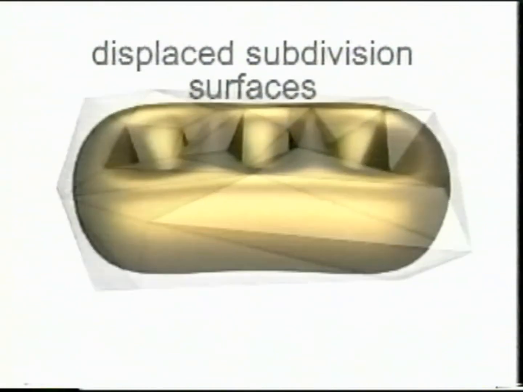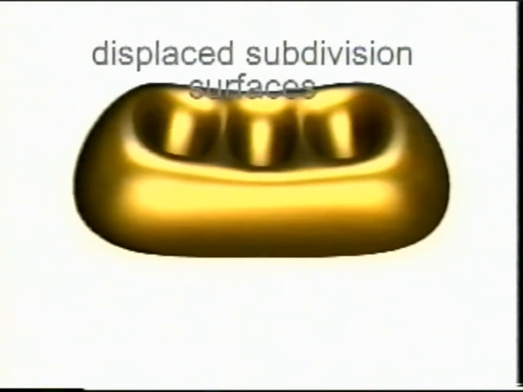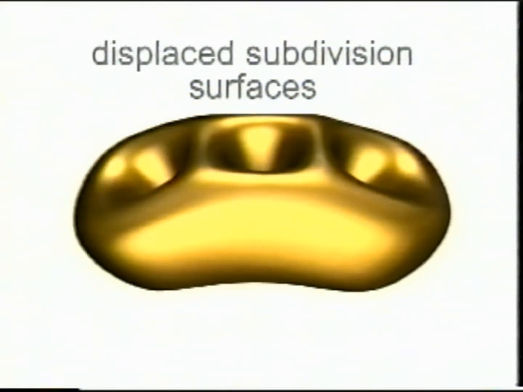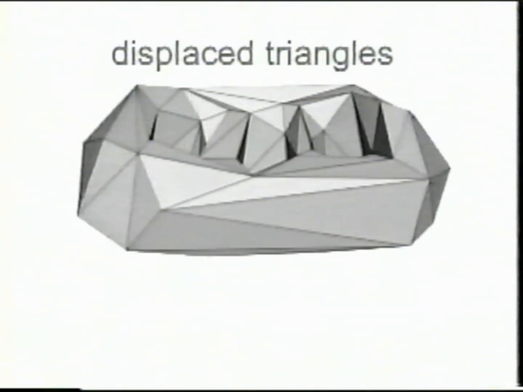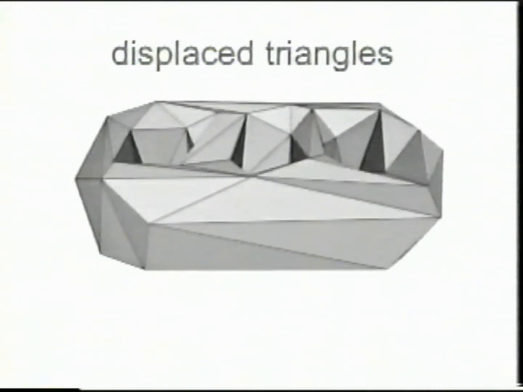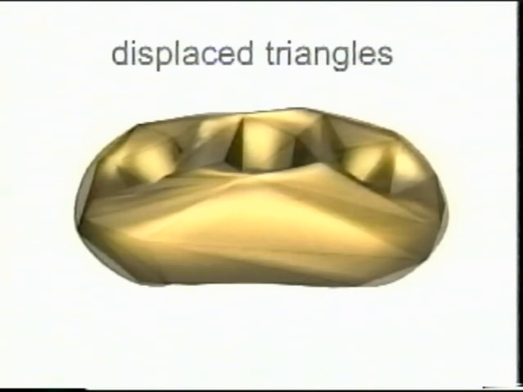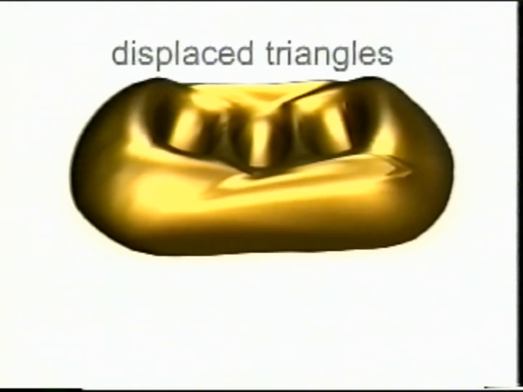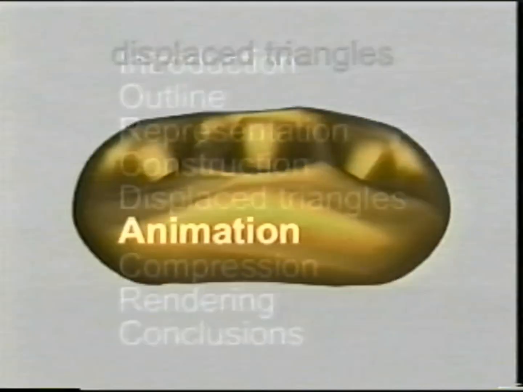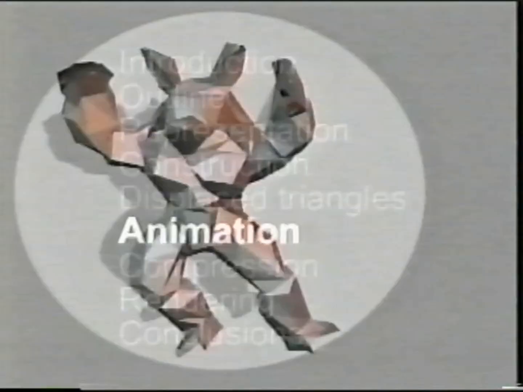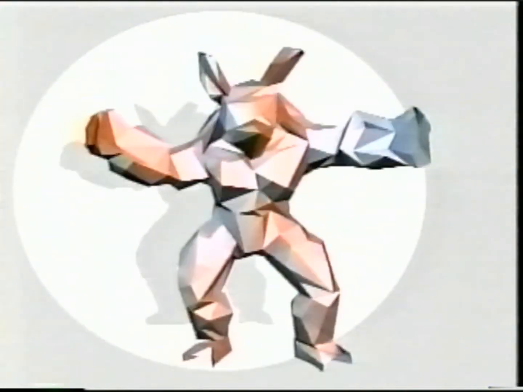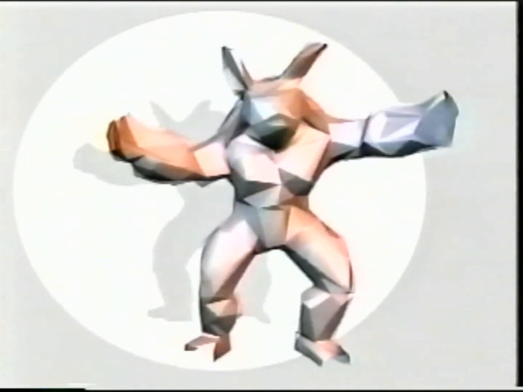One alternative to using subdivision surfaces as the domain surface is to directly use the triangular facets of a simplified model. In this case, the displacements are calculated using normals interpolated across the planar facet of the domain mesh. As we see in this example, the representation does not behave well during animation.